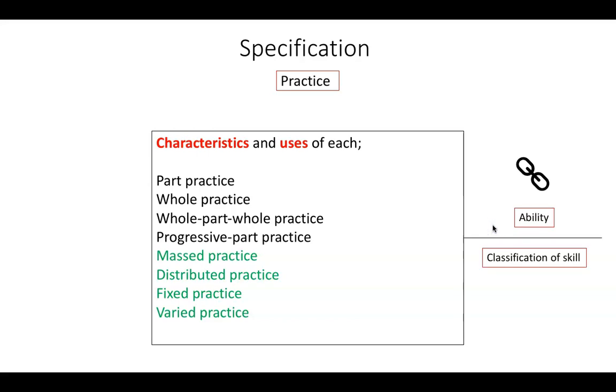Whenever we're talking about the type of practice we are going to perform for a person to learn a skill, we have to be able to do it appropriately towards their ability and the classification of skill we are doing. If you do not pick the right practice type for their ability or the classification of skill, it's not going to work. So hopefully we have in mind ability and classification as we go through these practice types.